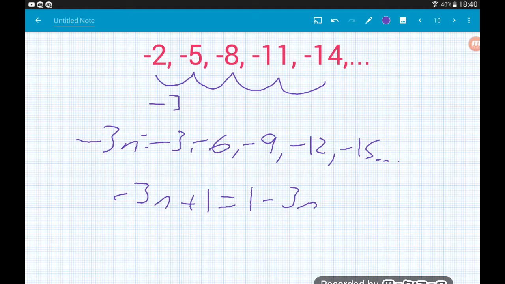So for the first term, n is equal to 1. So if we substitute that into our nth term, we're going to get 1 minus 3 times 1. So 1 minus 3 is minus 2. Ideal, that's what we want it to be. If we check our second term, 1 minus 3 times 2 is going to give us 1 minus 6, which is going to give us minus 5. If it works for 2 terms, that's a good indicator that it's right. But let's check it for a third one. So 1 minus 3 times 3, it would give us 1 minus 9, which is going to give us minus 8.